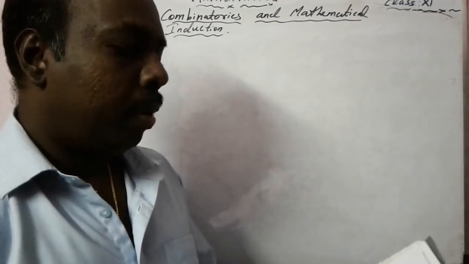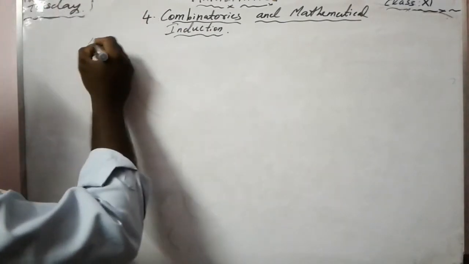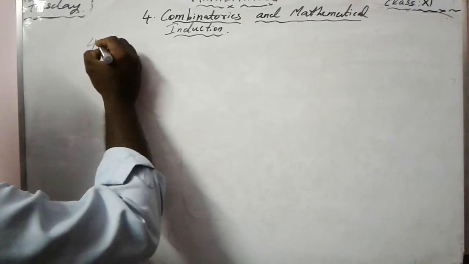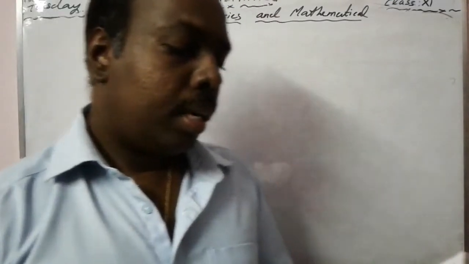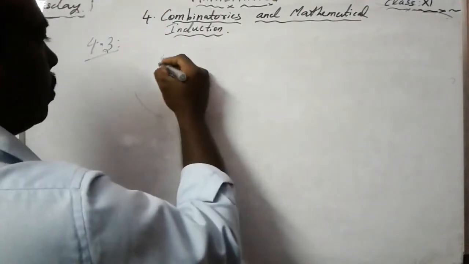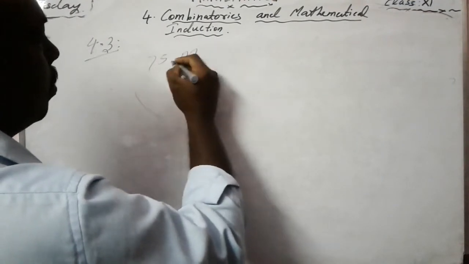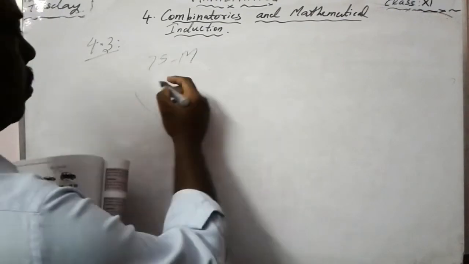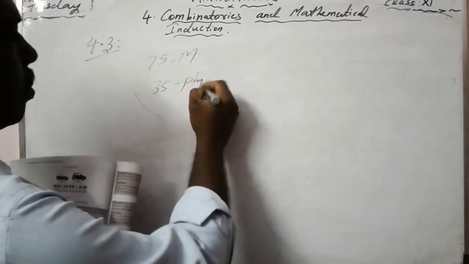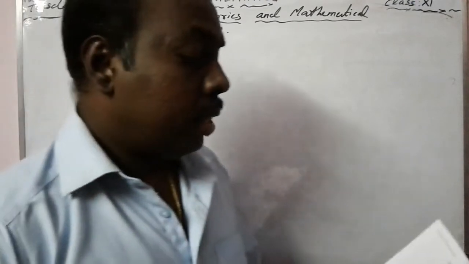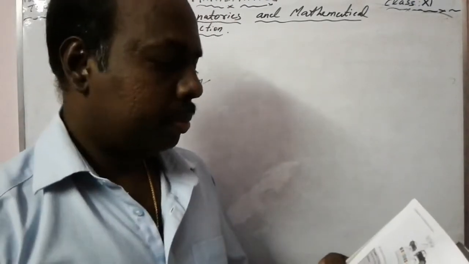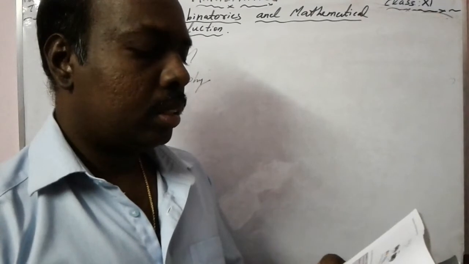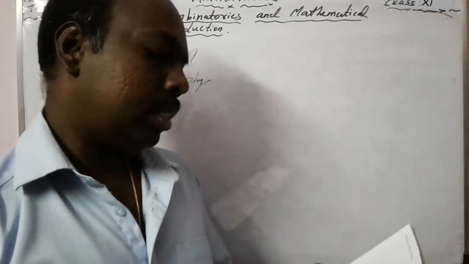Then example 4.3. A school library has 75 books on mathematics, 35 books on physics. A student can choose only one book. In how many ways can a student choose a book on mathematics or physics?